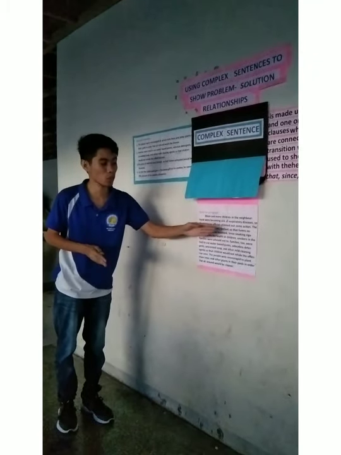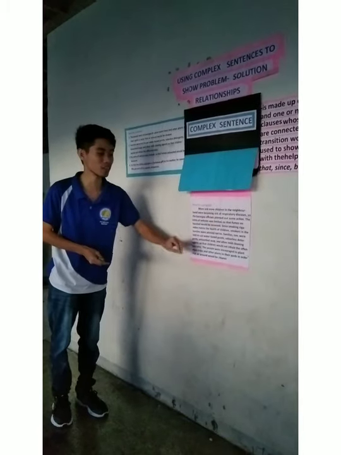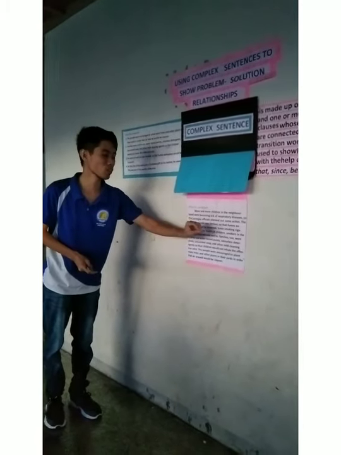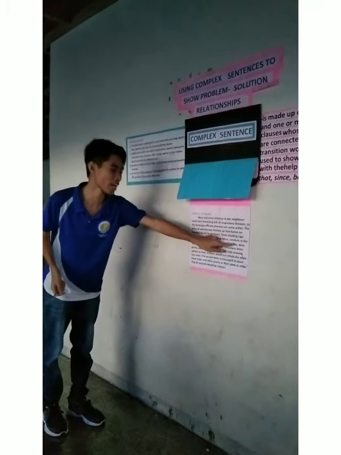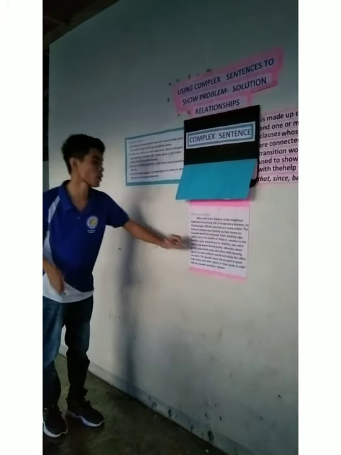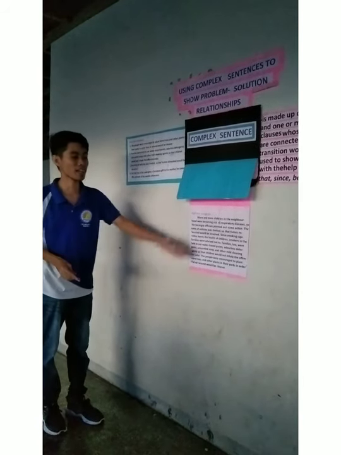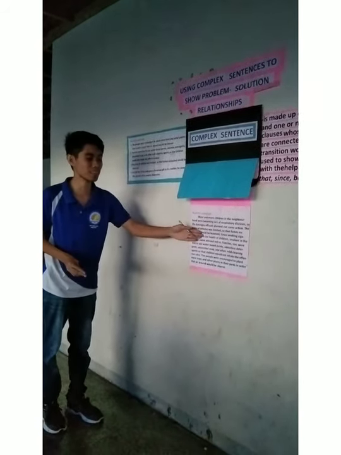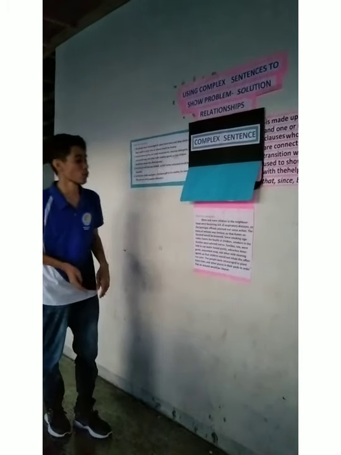The first clause shows problem because it has a transition word at the beginning of the clause or sentence. And the second clause is an independent clause because it has a subject and it has the verb, and it doesn't have a transition word. And again, this is also a complex sentence because it has an independent clause and a dependent clause.